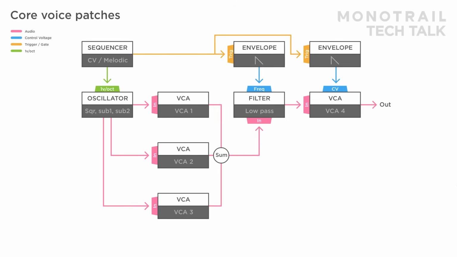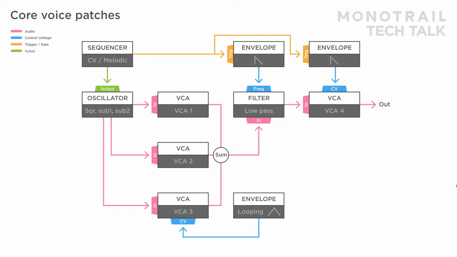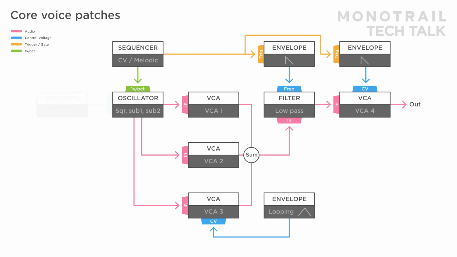To add some movement to the patch, one looping envelope is modulating the 3rd VCA controlling the volume of the 2nd sub-octave oscillator in the mix. And the pulse width of the oscillator is modulated with another slow looping envelope for some subtle character drifting.